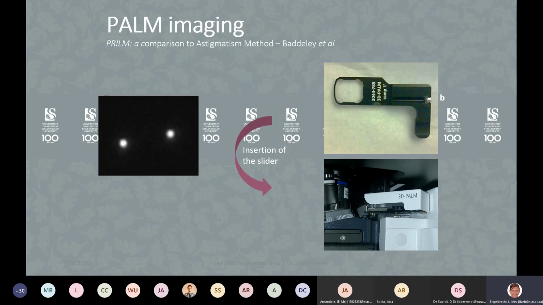It is supposed to be a video. I'm not sure if it's going to show. This is the phase ramp. It goes underneath your objective. It just inserts underneath the objective and causes that point spread function to split. Ah, there it goes. Okay.